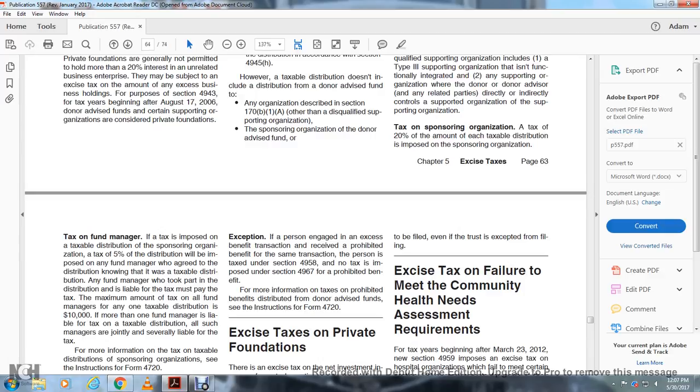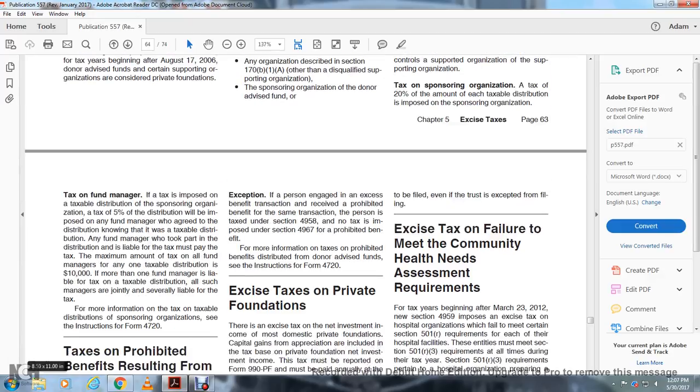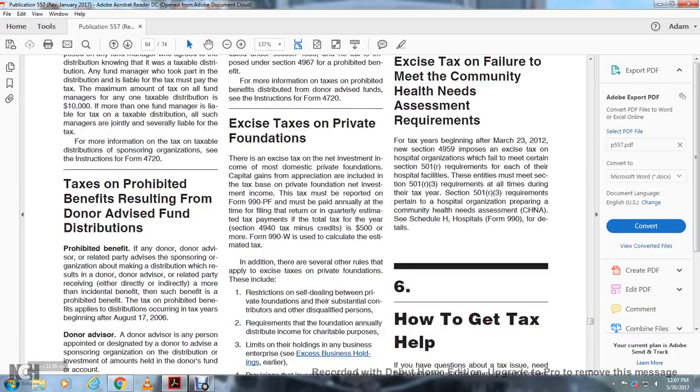Any fund manager who takes part in the distribution liable to tax must pay the tax, with the maximum amount of the tax for all fund managers being $10,000 for one taxable distribution. If more than one fund manager is liable for the tax on a distribution, all such managers are jointly and severally liable for the tax. For more information on the tax on taxable distributions by sponsoring organizations, see the instructions for Form 4720.